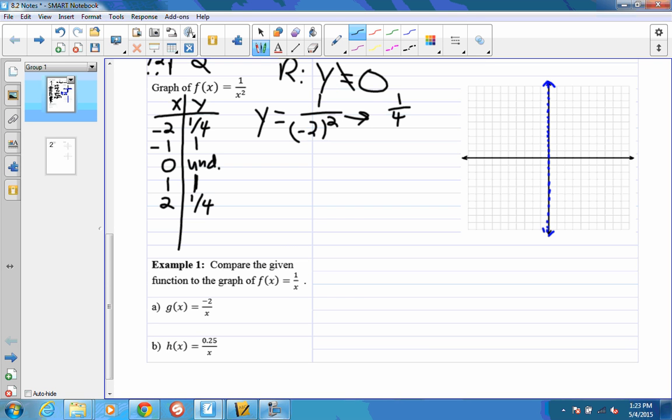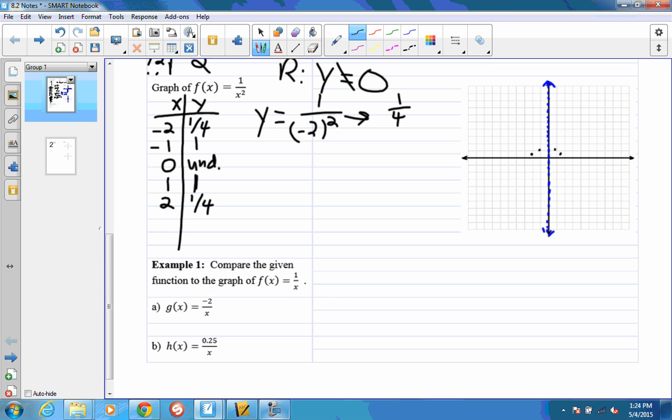What do you notice is different, besides getting different numbers? What do you notice about my y values? They're the same. There are no negatives. Why don't I have any negative answers? I plugged in negative numbers, but because I squared, a square is always going to give me positive numbers. So when I go to graph this, I already have my undefined. -2 and 1/4. -1 and 1. 1 and 1. And 2 and 1/4. Again, not very useful in terms of graphing, is it?